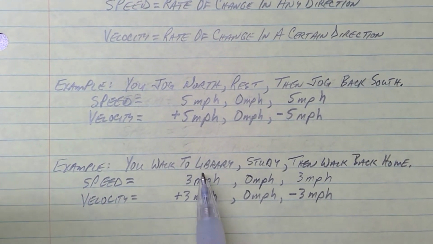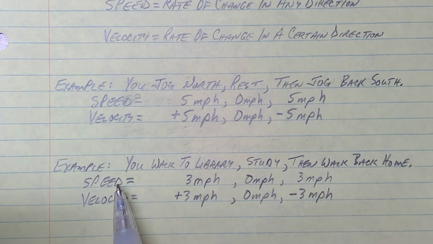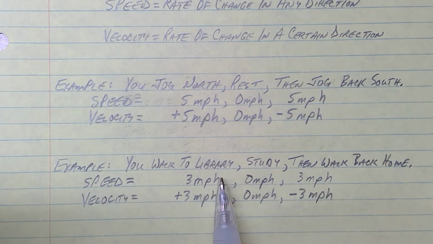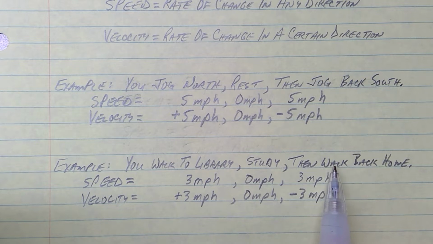All right. Another example, you walk to the library, you study for a while, and then you walk back home. All right, what's your speed? Well, a good walking speed is about 3 miles an hour. Walk into the library. Now, when you're sitting there studying, you're not moving at all. So your speedometer says 0 miles per hour. And then you walk back home at the same rate or the same speed, 3 miles an hour. So notice speed doesn't change. They're both 3 miles an hour.